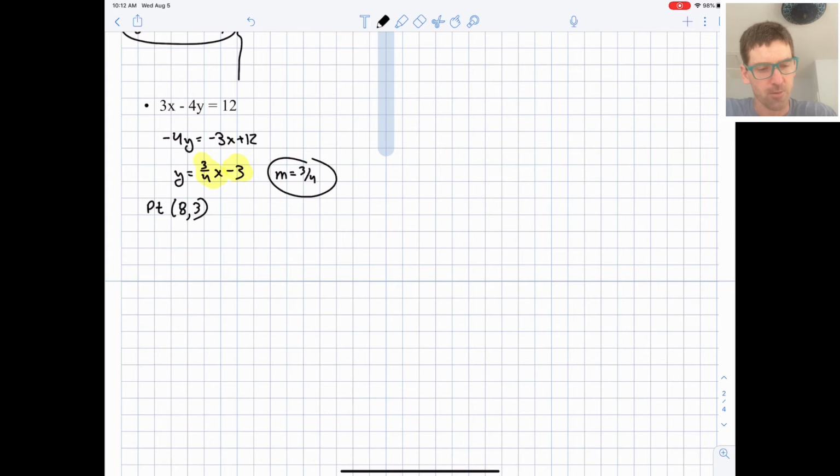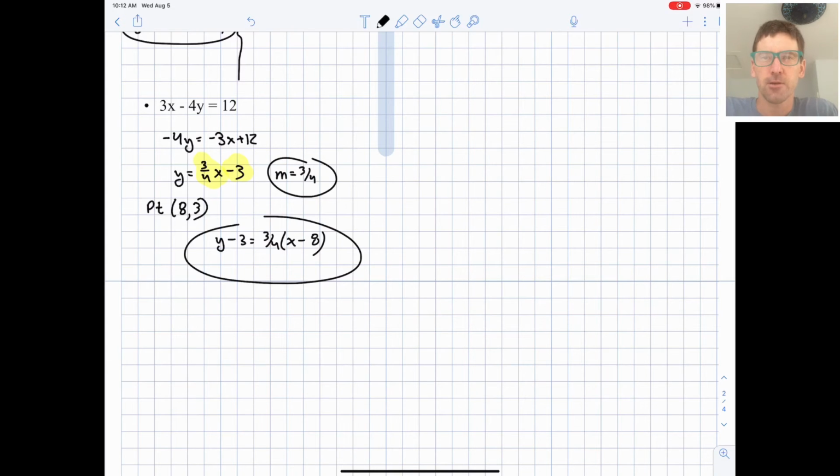So let's write it out. y minus our y value equals 3/4 times x minus our x value. We got it. Now your final equation may differ. I chose to plug in 8, and if you plug in a different number for x, these numbers will differ. But if you do it correctly, they should still represent the same function.